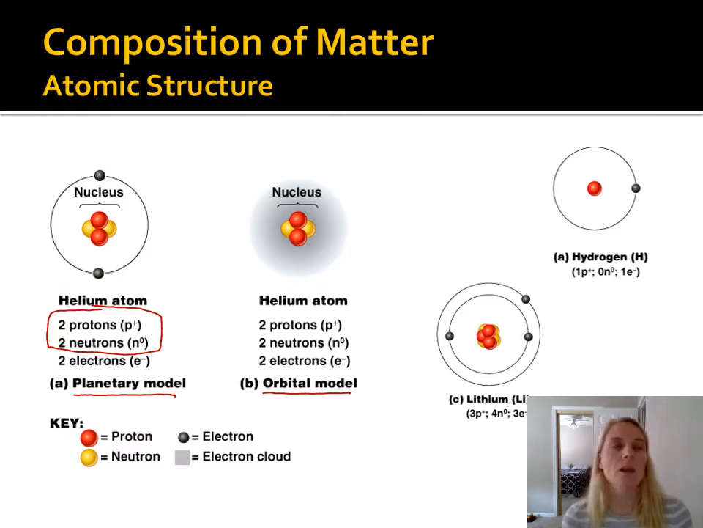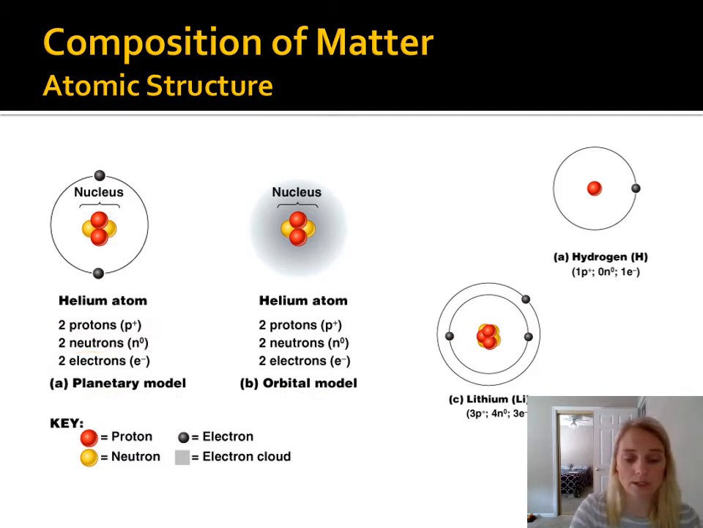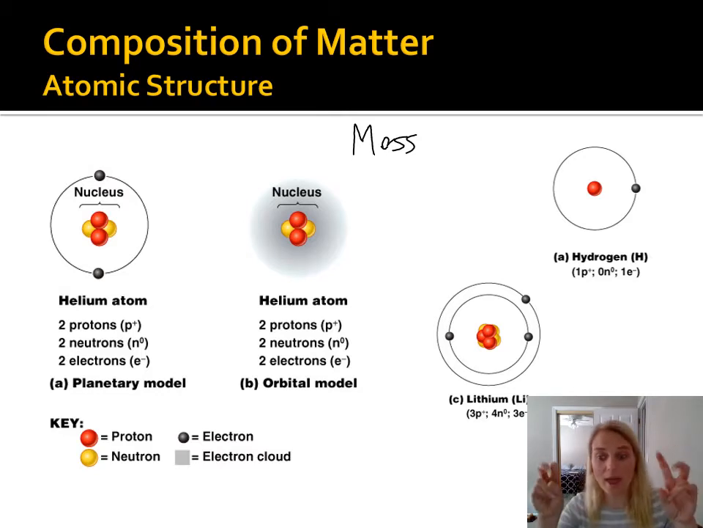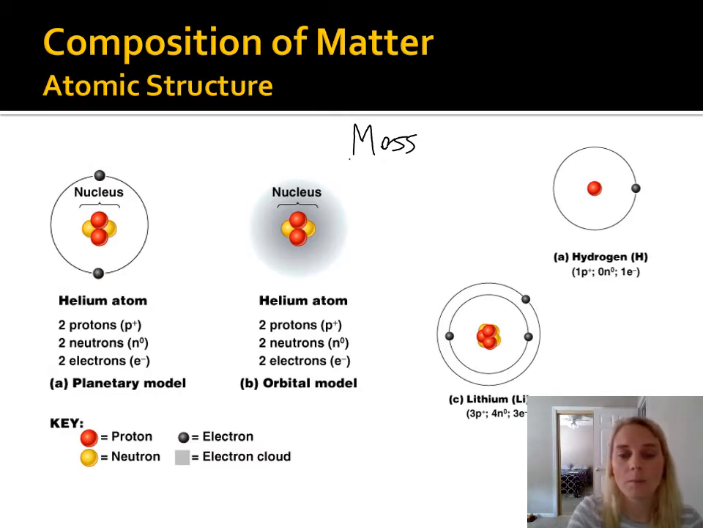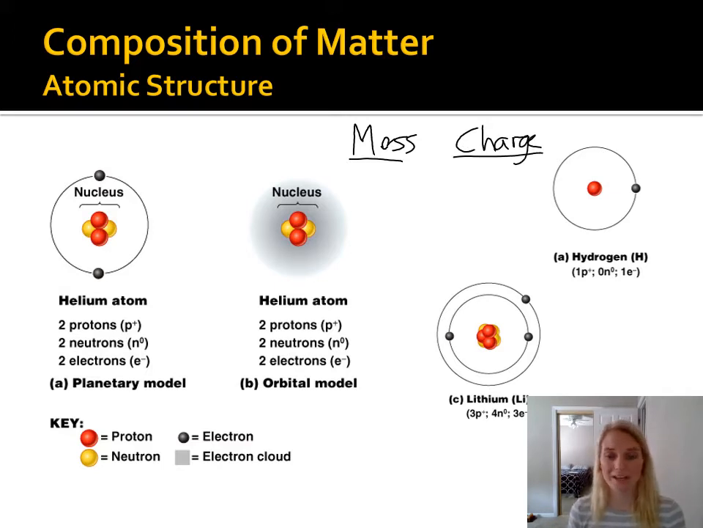All right. Some other important characteristics that we need to know about protons, neutrons, and electrons are their mass and their charge. Mass is their matter. How much do they weigh? And then we have charge. Do they have an electrical charge? And if so, what is it?